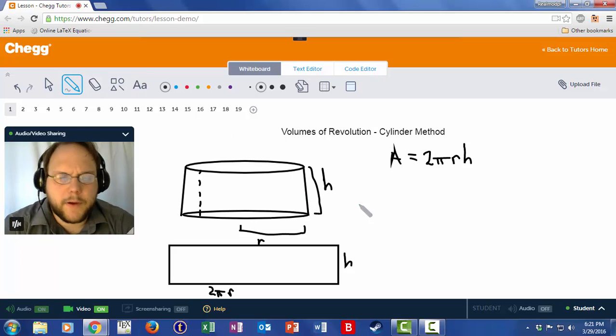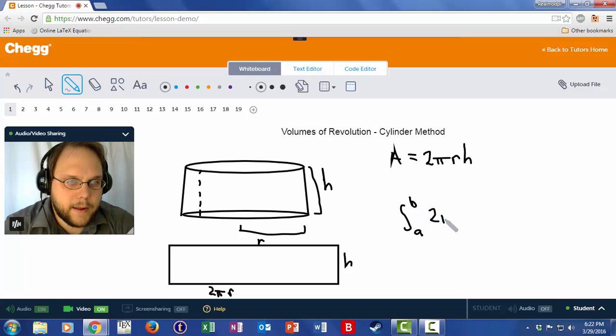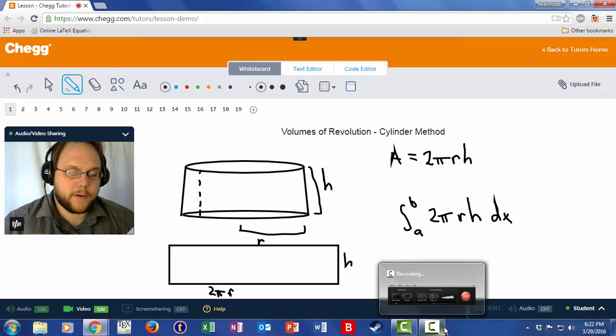So we'd like to integrate those. We'd integrate from a to b 2 pi times r times h, and then we'd integrate either dx or dy depending on which axis we're cutting perpendicular to.